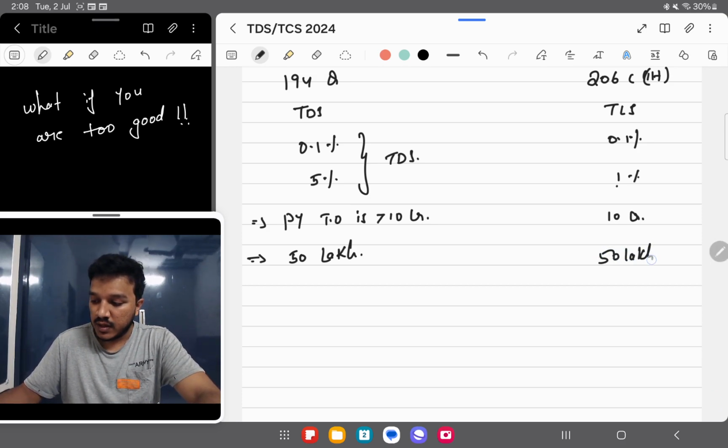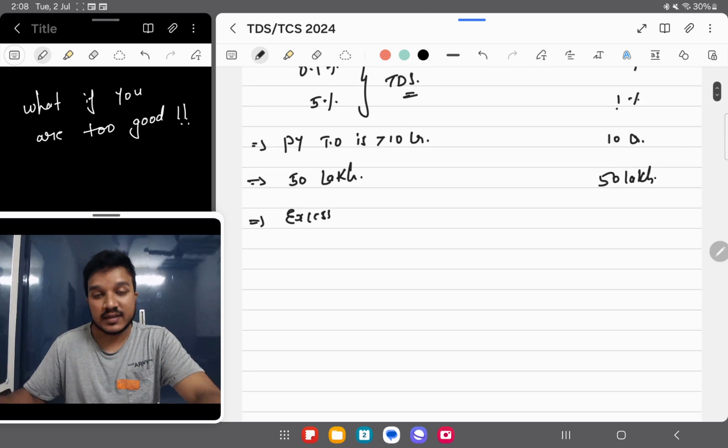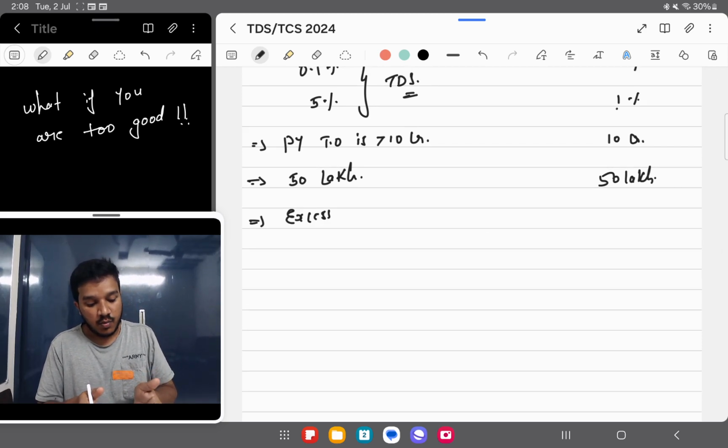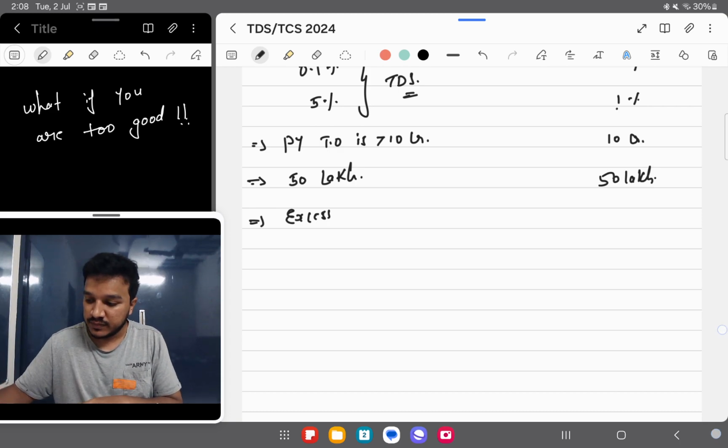Now this TDS is deducted only on the excess amount. That is, up until 50 lakhs nothing, and for more than 50 lakhs this provision is applicable. So only on the excess part shall TDS be deducted. Simple, only on the excess part.